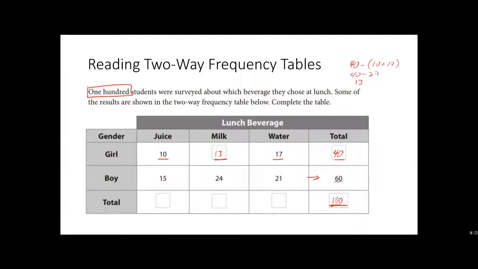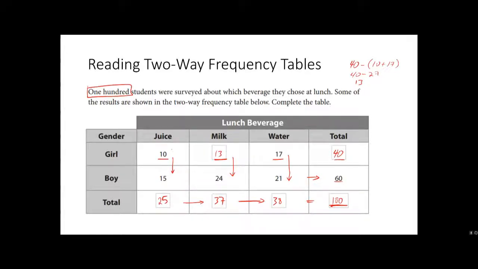All right, see how I'm solving in the missing pieces? And now I'm just going to add down. So for juice, we got 10 plus 15, that's 25. 13 plus 24, that's 37. And then 17 plus 21 is 38. Now, if I did this right, these three values should add up to 100, okay?